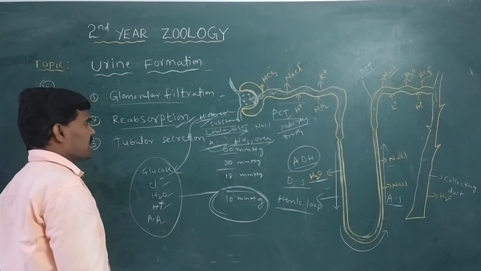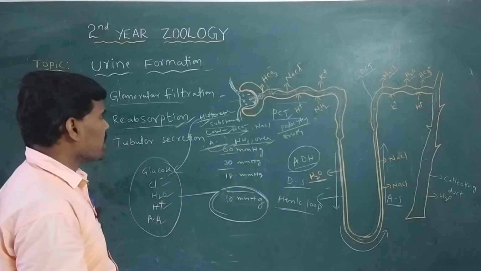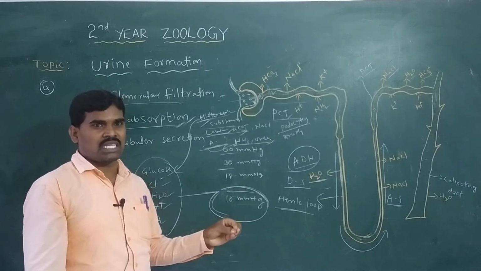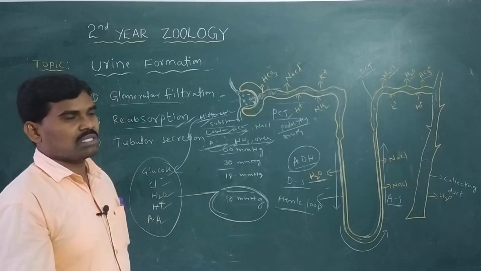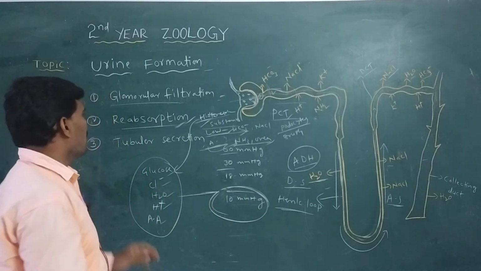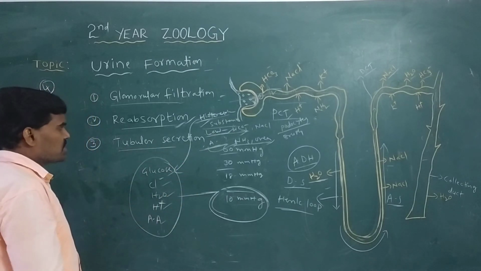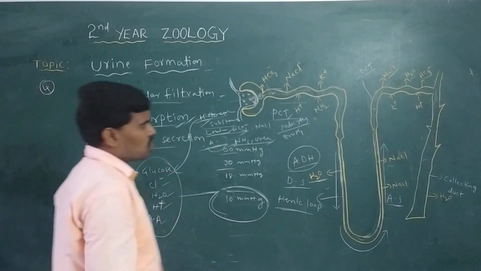Reabsorption means that, inside the primary urine, the useful materials or useful nutrients are once again absorbed. That is called reabsorption. And next, tubular secretion. Tubular secretion means tubular.